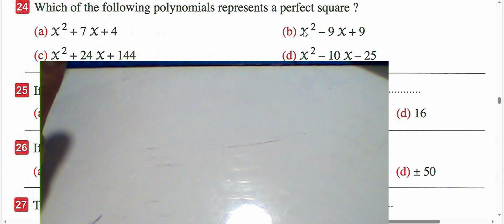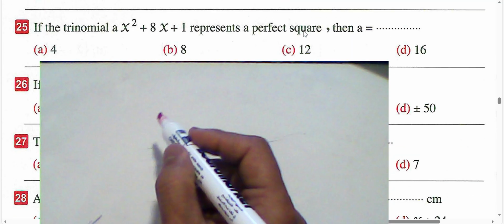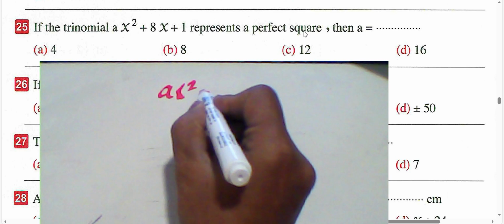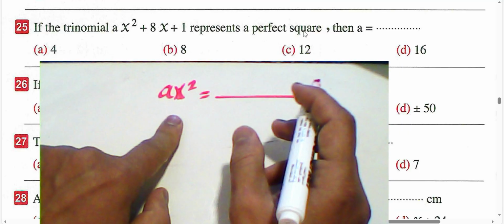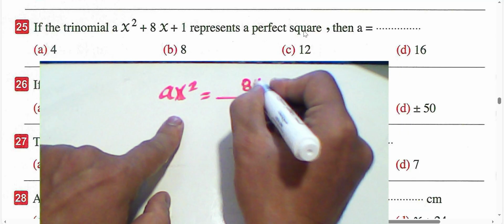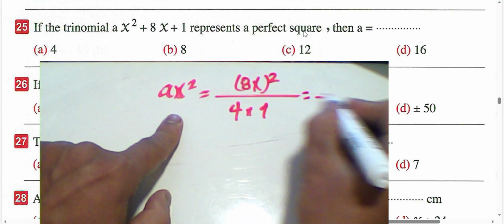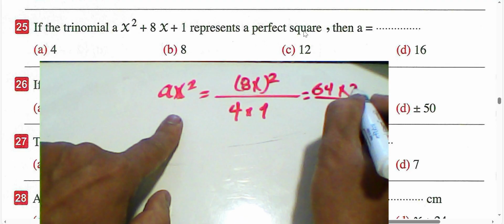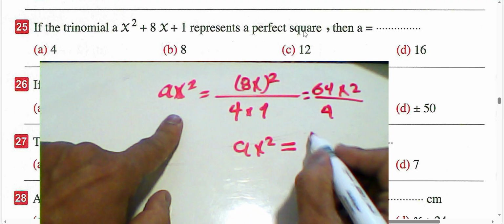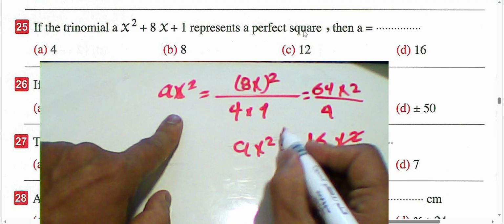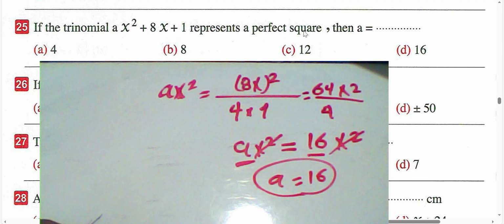Next question. The trinomial represents a perfect square in a x² equals the first. You must know the first term in a perfect square equals the middle squared over 4 times the third. Then we can write a = 8² over 4, which is 64x² over 4. Then 64 divided by 4 equals 16, so 16x². We can say the value of a here equals 16, the coefficient of x². The result will be 16.